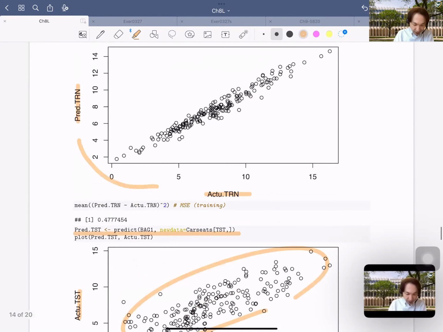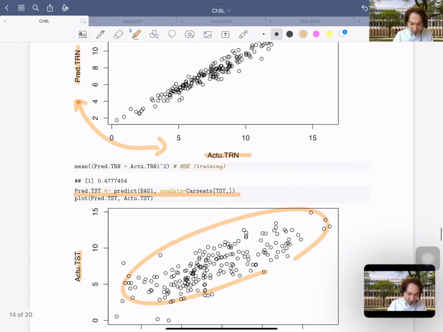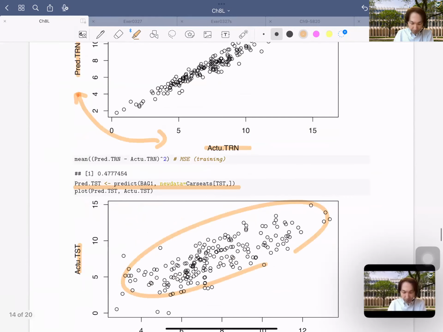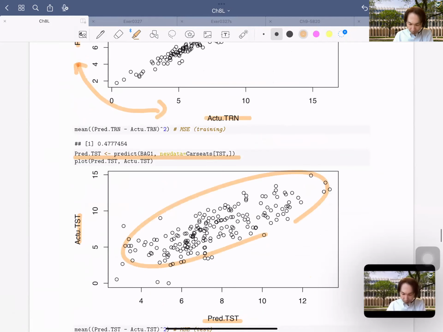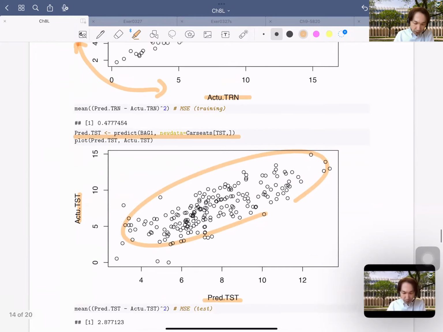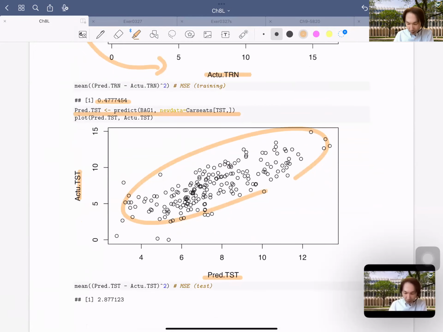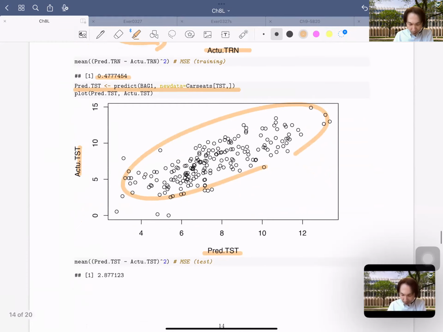Sorry, I think I switched this one. Maybe we should put the predicted one on the x-axis. But anyway, you can see the correlations are different. For the test set, the correlation is much lower. And this is the difference between the predicted and the actual, squared, and take the mean, so the mean square error. The mean square error is about 0.478. That is extremely small for the training data set.